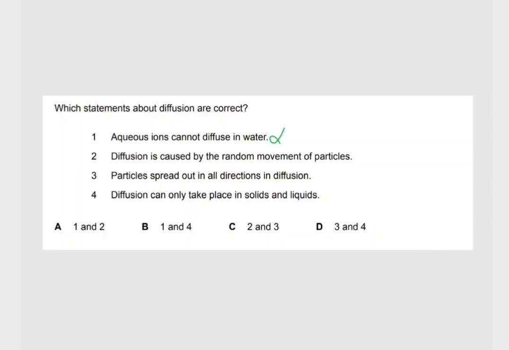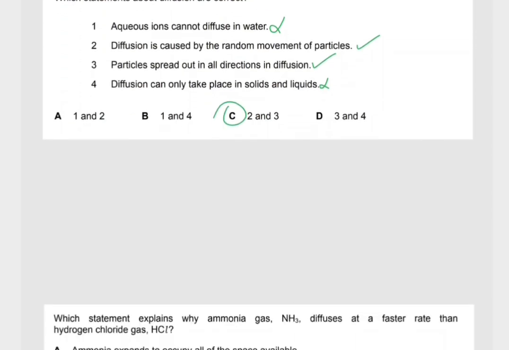Diffusion is caused by the random movement of particles. That's right. Particles spread out in all directions in diffusion. Again, right. Diffusion can only take place in solids and liquids, which is wrong. It's also possible in the gaseous state. So it's 2 and 3. The answer is C.